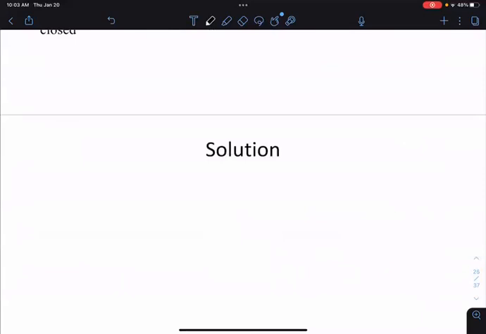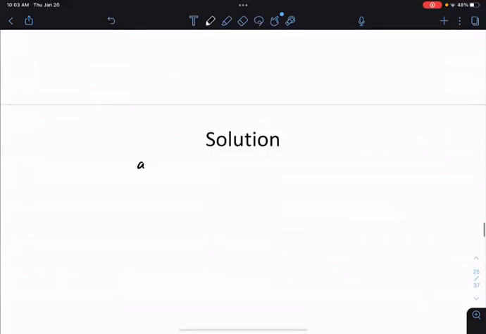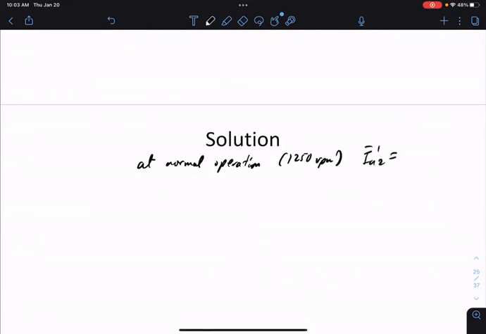As a comparison, at normal operation, what we computed before, this is 1250 RPM, a smaller slip. IA2 prime was not a vector, not a complex number. IA2 prime was 1.562 kiloamps. So this is the normal current you expect.